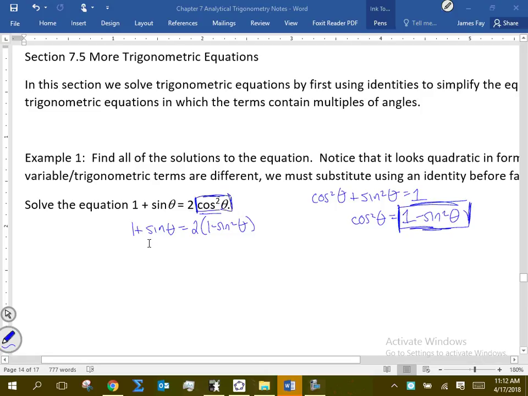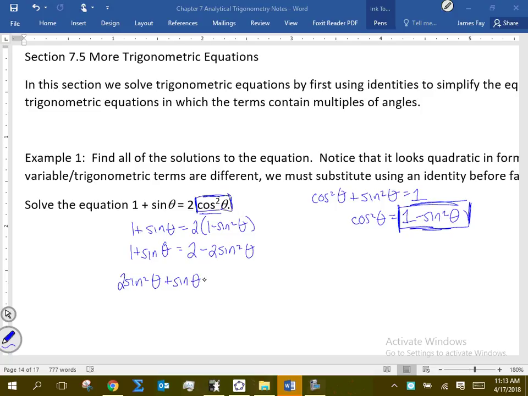So this is going to be 1 plus sine theta. I'll distribute my 2, so it becomes 2 minus 2 sine squared theta. Now I have sine squared, so when I see that, I'm probably going to think factor, so I'm going to get things equal to 0. I'm just going to move everything over to one side. So I'll add 2 sine squared to both sides, I'll subtract 2 from both sides, and I should get that.